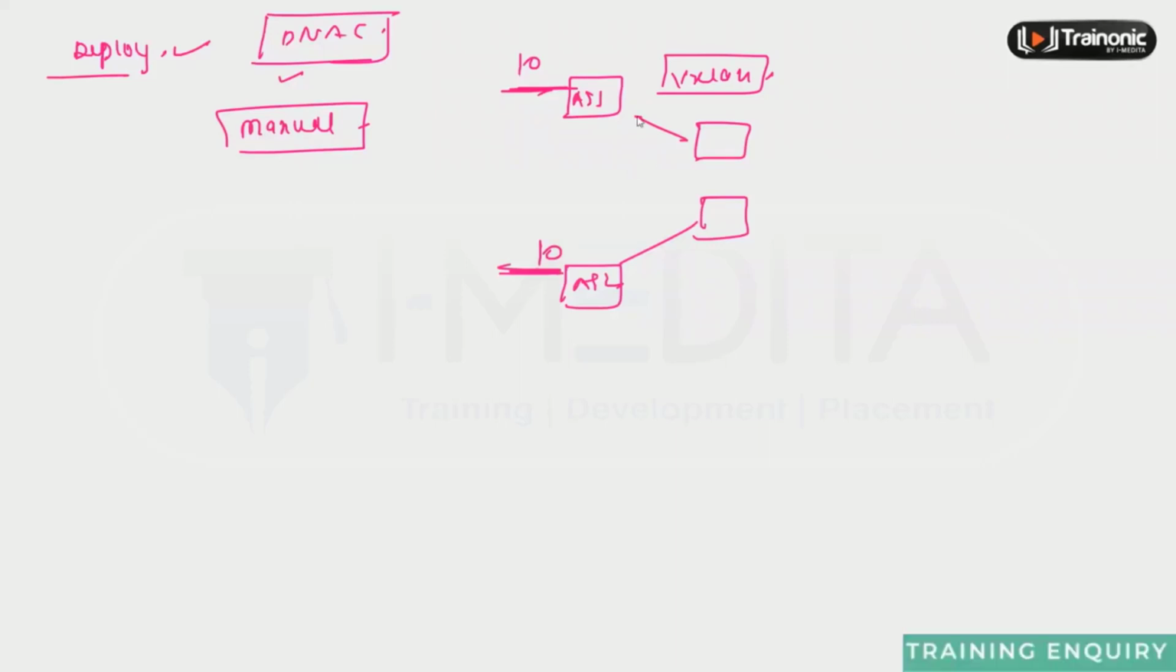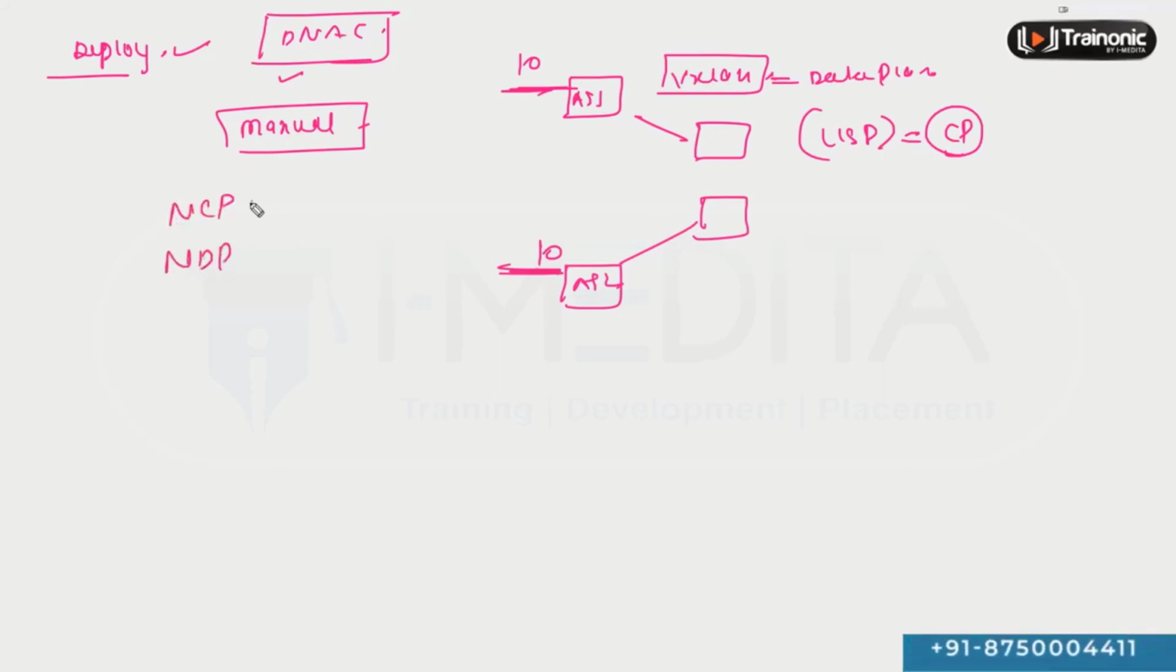We can use VXLAN at the data plane, and we can use something called LISP, Locator Identity Separation Protocol, at the control plane to make things easy, to push all the things from a single point. So network data platform and network control platform, these are two things. We'll talk about them later on as well in detail. So using these two things, we can ensure that all the switches that we have in our fabric have a similar set of policies.